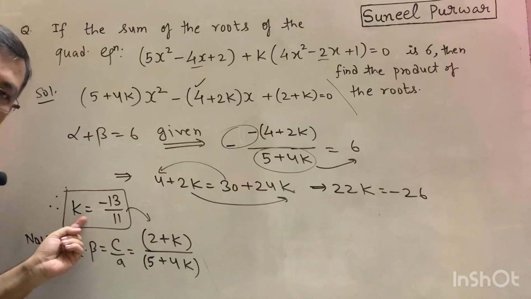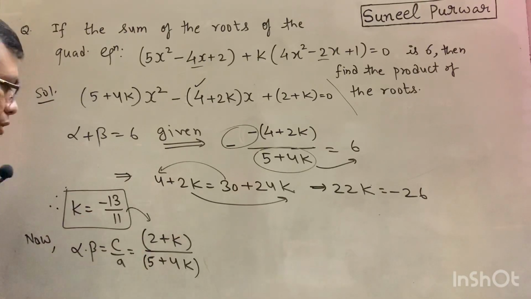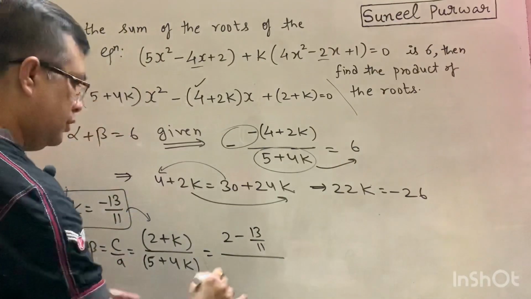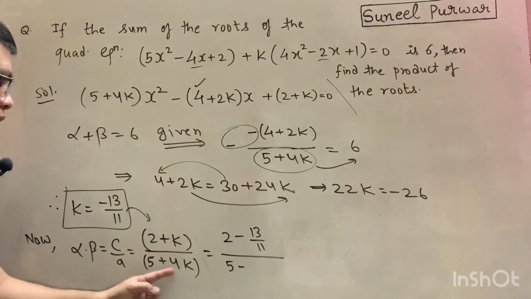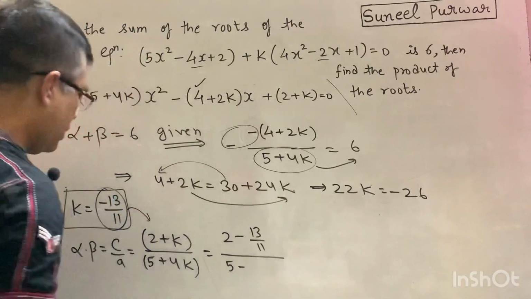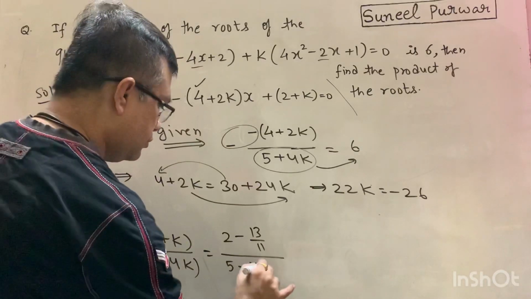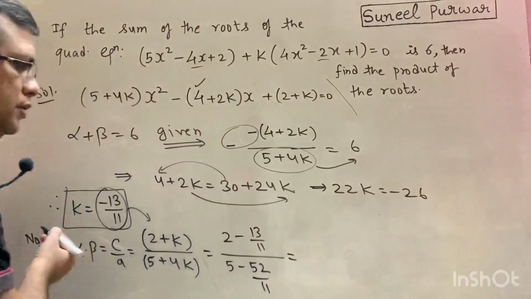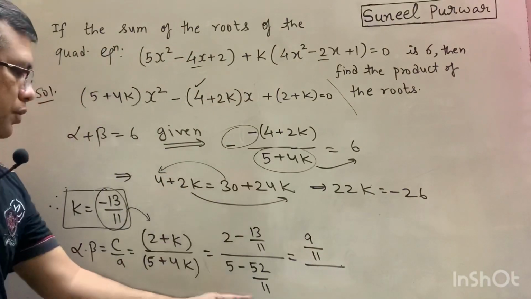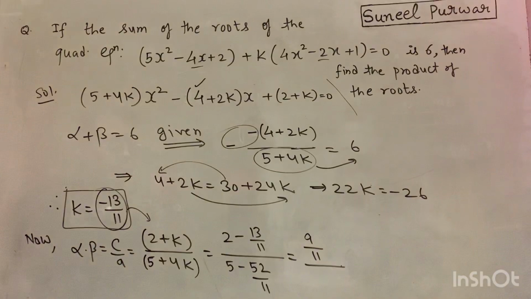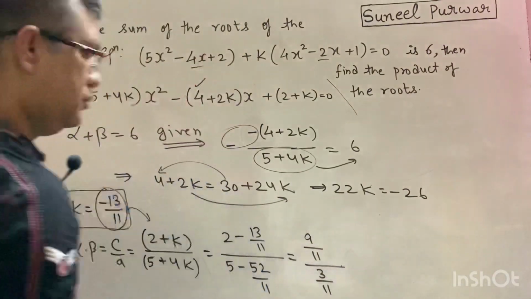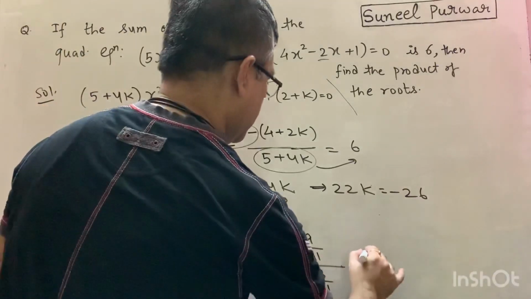So put this value of k over here and do the calculation. So that is 2 minus 13 by 11 divided by 5 plus 4k. So 4k will become how much? Minus 52 by 11. So if you simplify this, 9 by 11 upon 3 by 11, which is equal to 3. That's your answer.